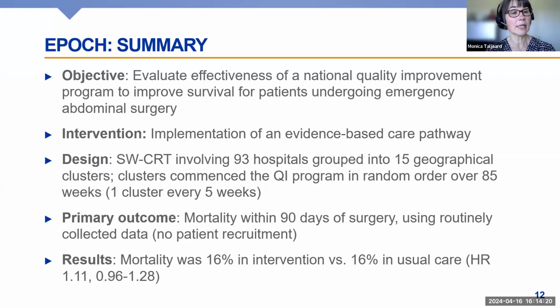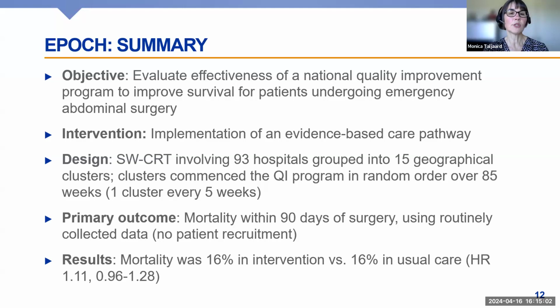They had 93 NHS hospitals. And some of these hospitals collaborated with each other, or they had providers working at multiple institutions. So they couldn't randomize these hospitals independently, obviously, because that would lead to contamination. So what they did is they grouped the hospitals into 15 geographical clusters that operated independently. And these were then the units of randomization. So the clusters were randomized to start the QI program over an 85-week period. So one new cluster crossed over every 5 weeks. So the length of their intervals was 5 weeks.